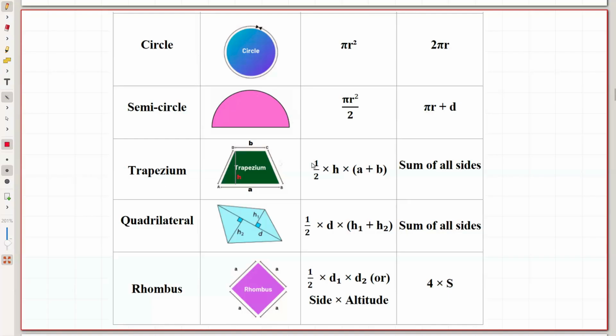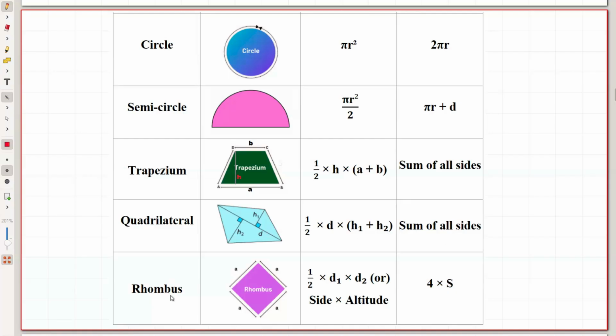Trapezium: area of the trapezium is half into h into a plus b. H is nothing but height, and A and B are the parallel sides. The perimeter means the sum of all sides. Quadrilateral: area of the quadrilateral is half into D into H1 plus H2. D is the diagonal, and H1, H2 are the two heights of the quadrilateral. The perimeter means the sum of all the sides.